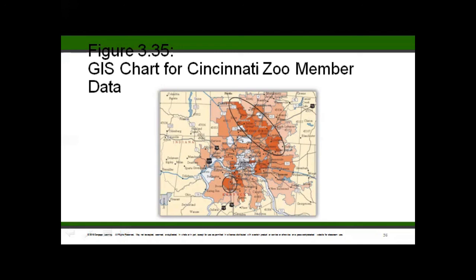These observations could prompt the zoo manager to identify the characteristics that the populations of Mason, Hamilton, and Florence share to learn what is leading them to be zoo members. If these characteristics can be identified, the manager can then try to identify other nearby populations that share these characteristics as potential markets for increasing the number of zoo members.